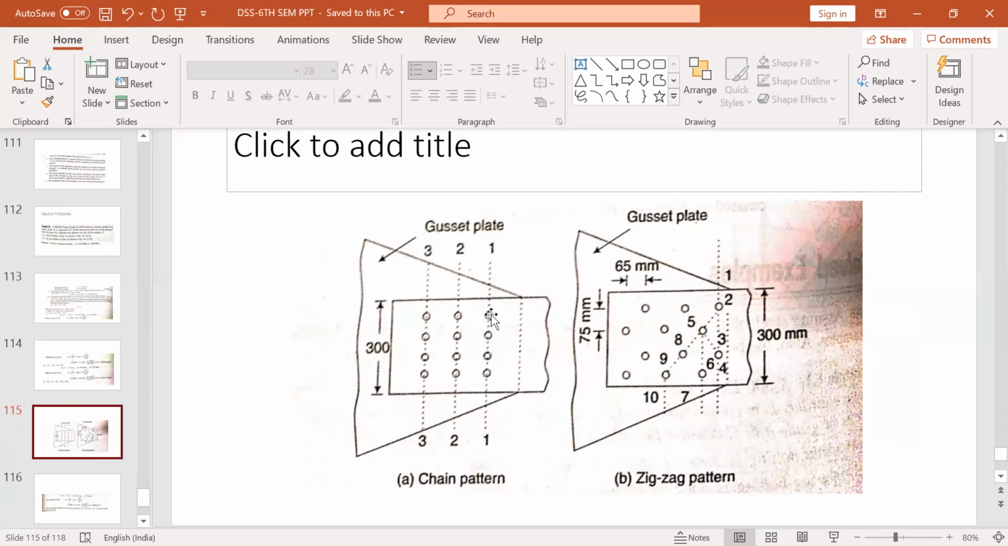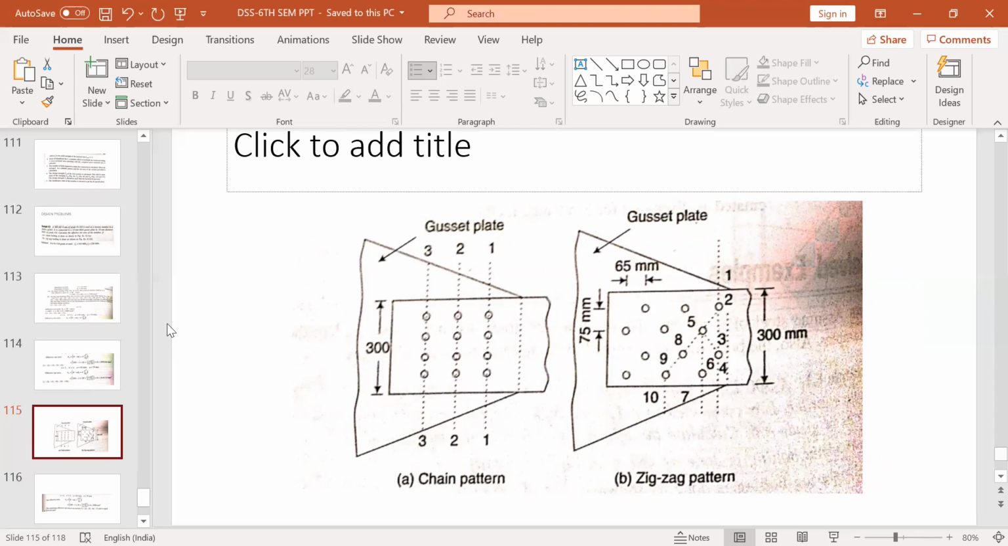So chain pattern, all in 3 columns, 3 rows, you are providing 4 bolts in one line. Okay, like this. So first find out the net effective area in this case, for both chain bolting and zigzag bolting. In zigzag, the pitch is given, gauge is given, and the width of the plate is 300. Based on this data, you find the net sectional area for both the chain bolting and zigzag bolting.